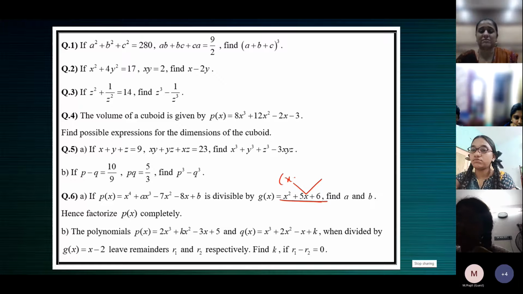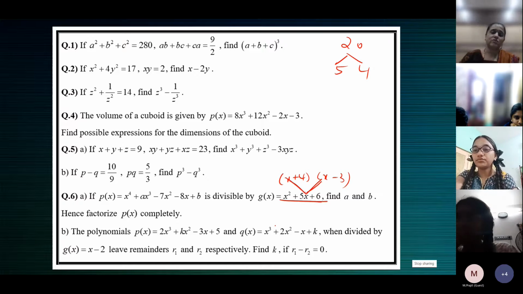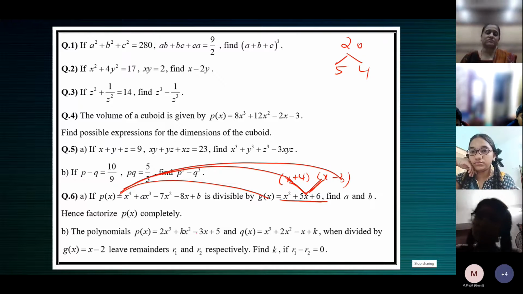So I was telling, for example, x plus 4 and x minus 3 are the two linear factors, like how you break down 20 as 5 into 4. Similarly, we break down this quadratic polynomial into its linear factors, say x plus 4 and x minus 3. So since p of x is divisible by g of x, and g of x is nothing but x plus 4 into x minus 3, p of x is divisible by x plus 4 and p of x is divisible by x minus 3.